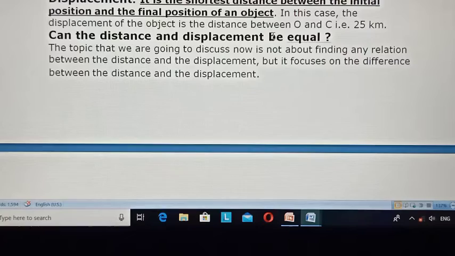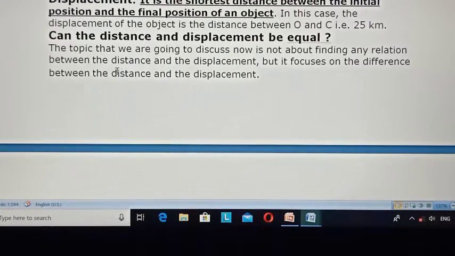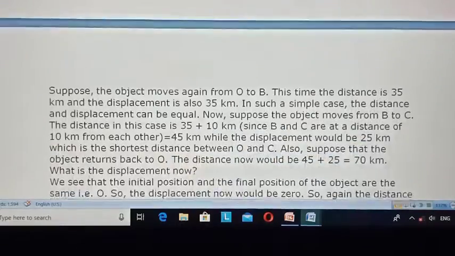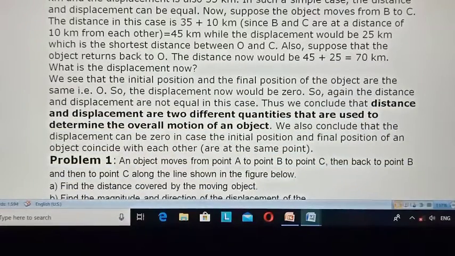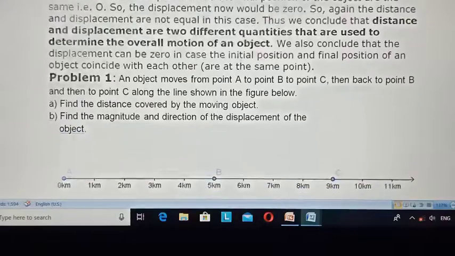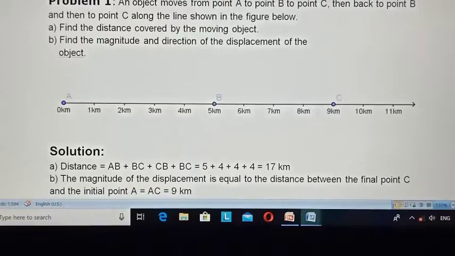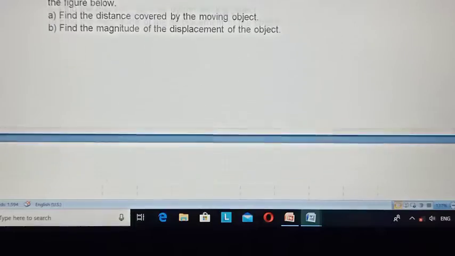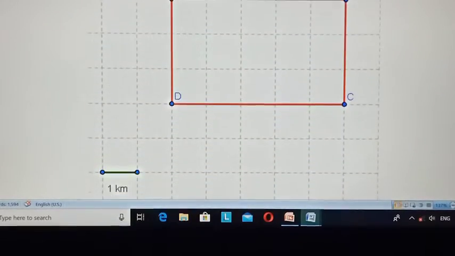Again, the SI unit of displacement is meter only, because it is also a distance, but it is the shortest distance. Can distance and displacement be equal? What is the condition under which distance is equal to displacement? I want you to read this. I am giving you one example on the basis of the number line. You can see this example, you can read this, followed by problem 1 and problem 2. Please go through this.